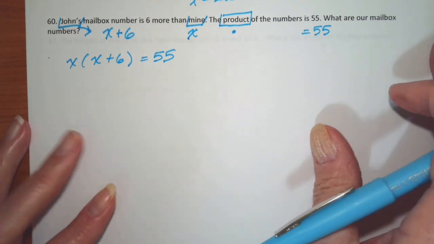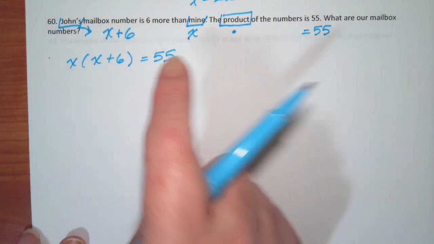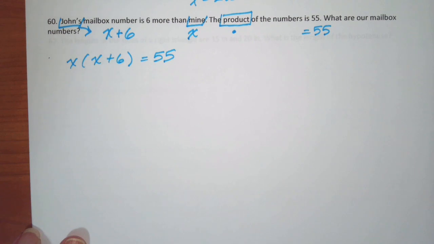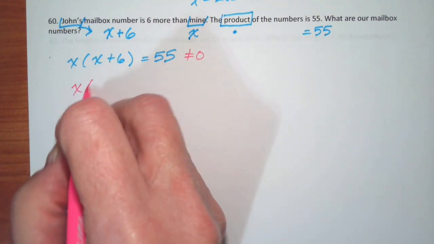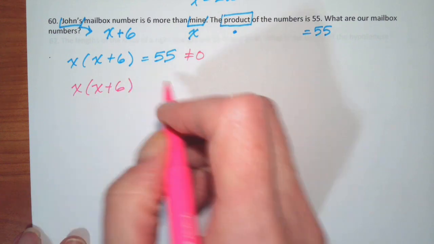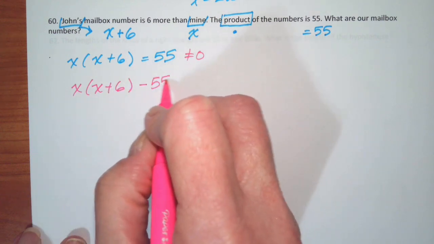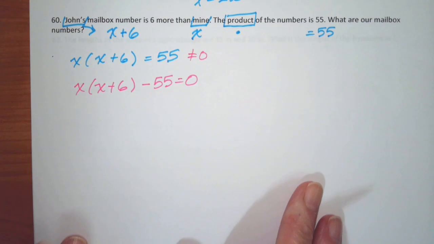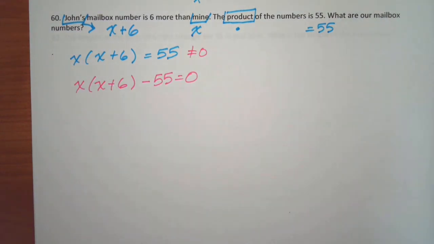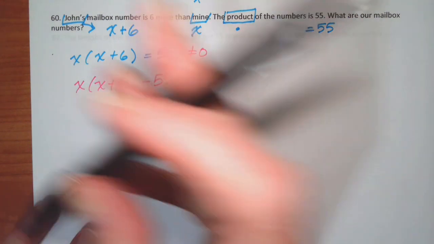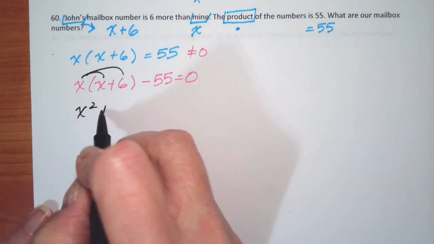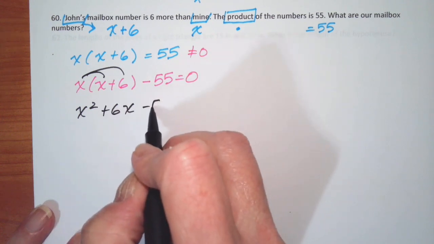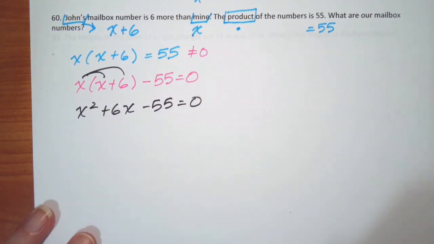Okay, so this is just like problem 58. It's not equal to 0. So I'm going to have to write it as X times X plus 6 minus 55 is equal to 0. Okay, so I still need to turn it into two factors. So I will distribute. So I get X squared plus 6X minus 55 is 0.